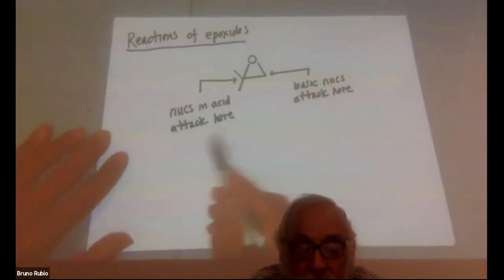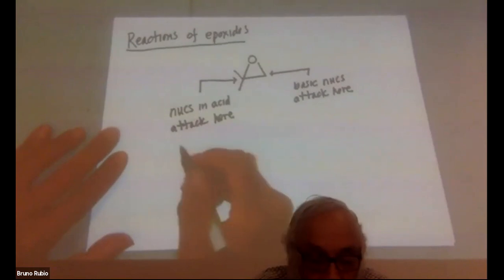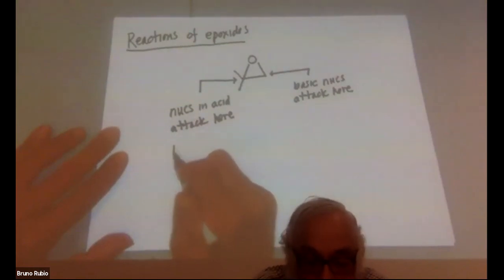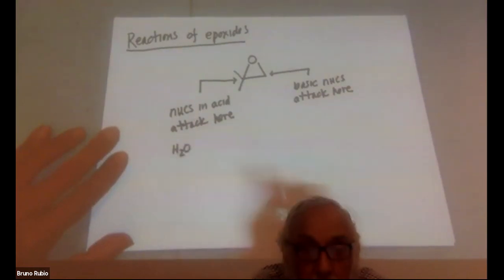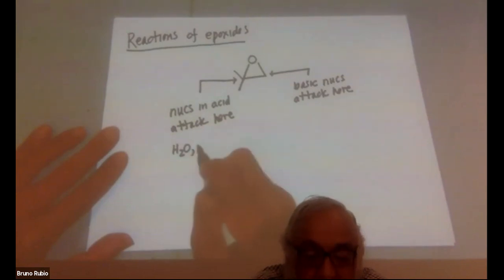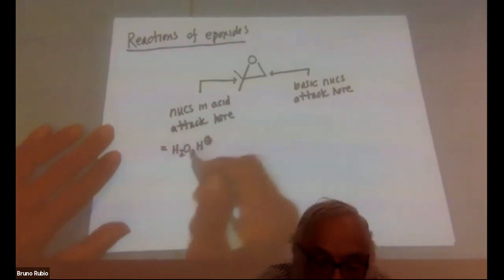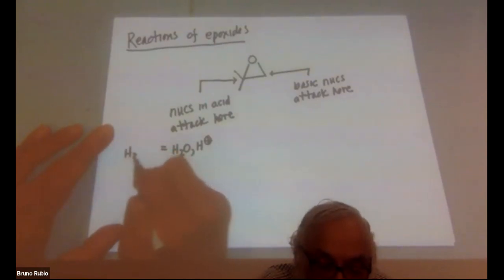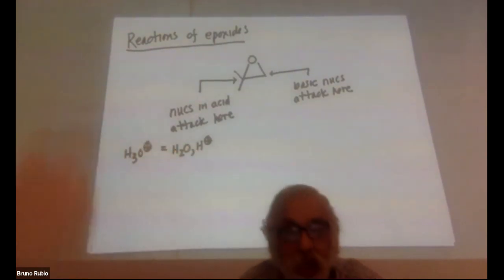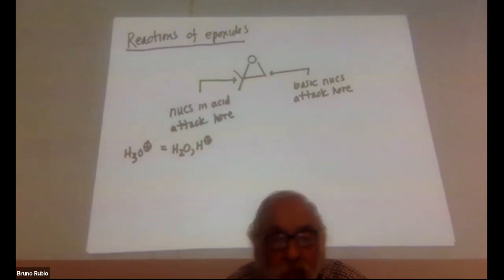So what are some of the common nucleophiles here that you would see? It would be something like water. That's a nucleophile, but we need acidic conditions. So above and below the arrow, you'll see H2O and H+. But did you know that H2O and H+ is the very same thing as H3O+? So if you see H3O+, that means water in acid.